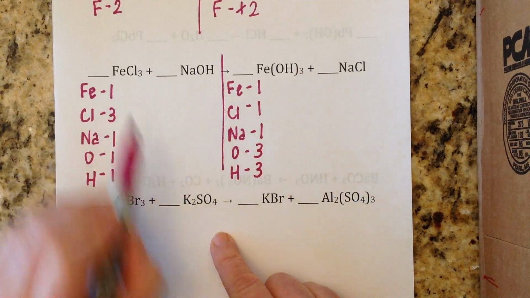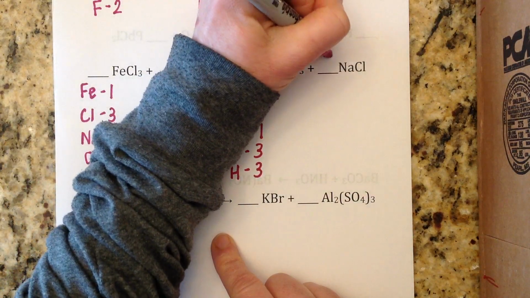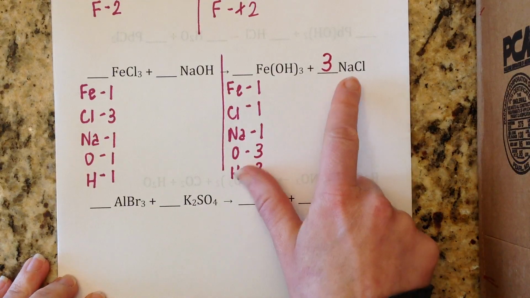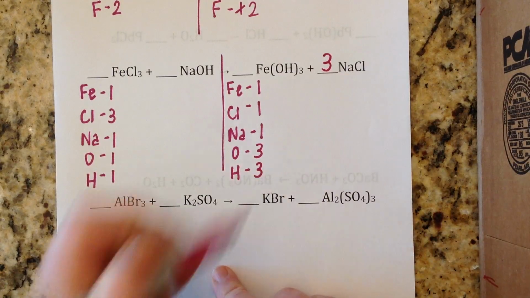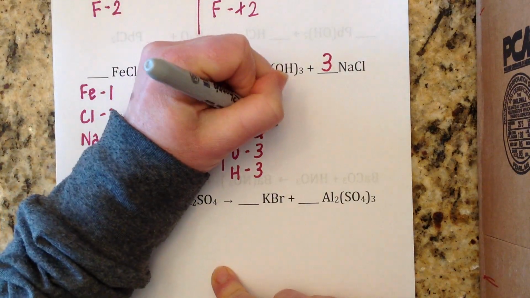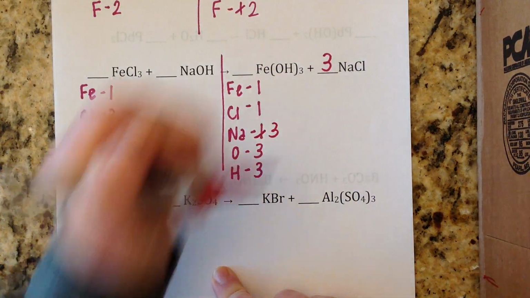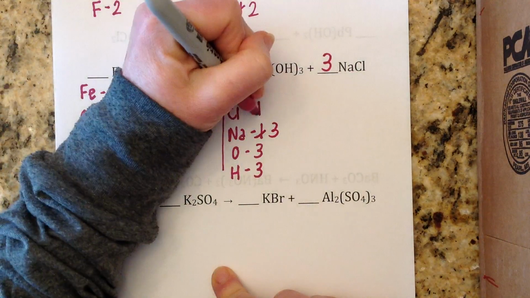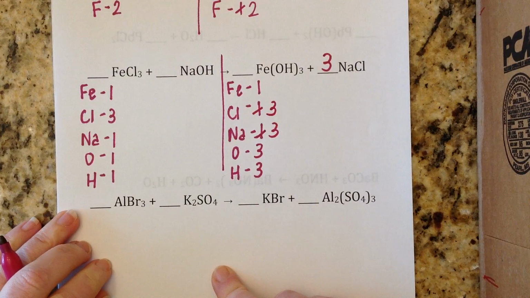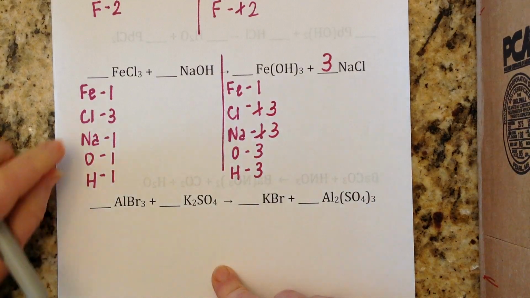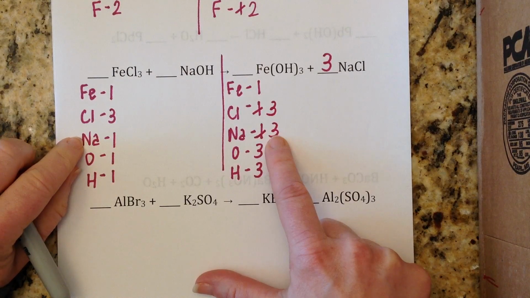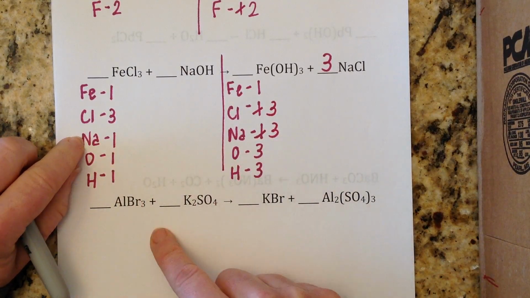So since I've got 3 chlorines here, I'm going to pop a 3 right here in front of sodium chloride. Now remember, that's going to change my sodiums and my chlorines. 3 times 1 is now 3 sodiums, so make sure you change that. And 3 times 1 is 3 chlorines. Okay. That really only fixed chlorine, but I think now I'm going to come over here and maybe fix my sodiums, because I've got 3 over here and I know I need 3 here.